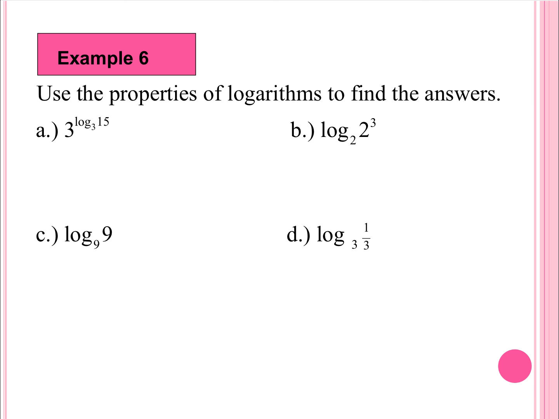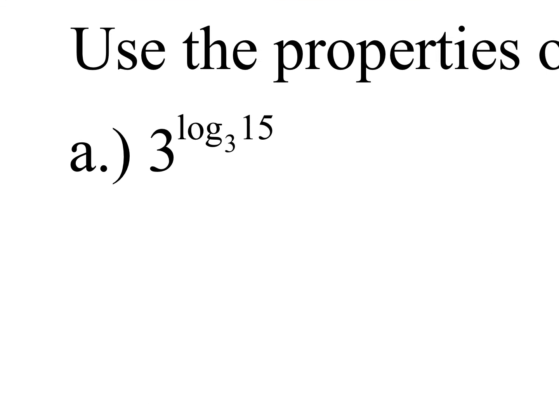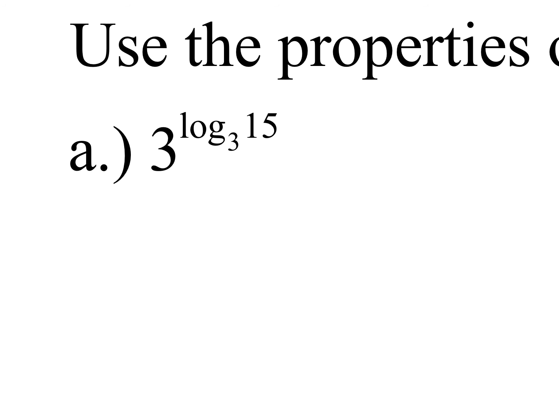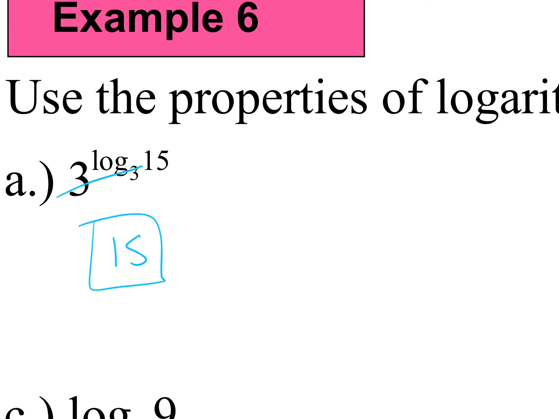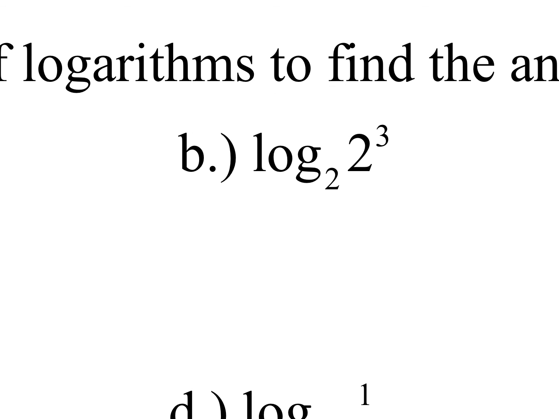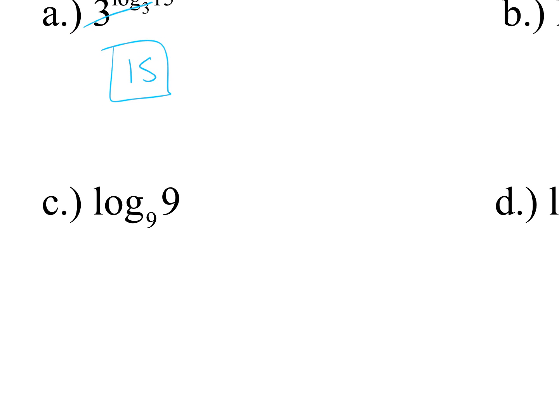All right, this next page. Use the properties of logs to find the answers. So for a, what do you think my answer would be? 15, awesome. Because 3 to the power of log base 3 cancels, and I'm left with 15. For b, what do you think? 3. Log base 2 of 2 cancels, and I am left with 3. For c, awesome. 1. Log base 9 of 9 would cancel, but 9 has the exponent of 1, so my answer is 1.